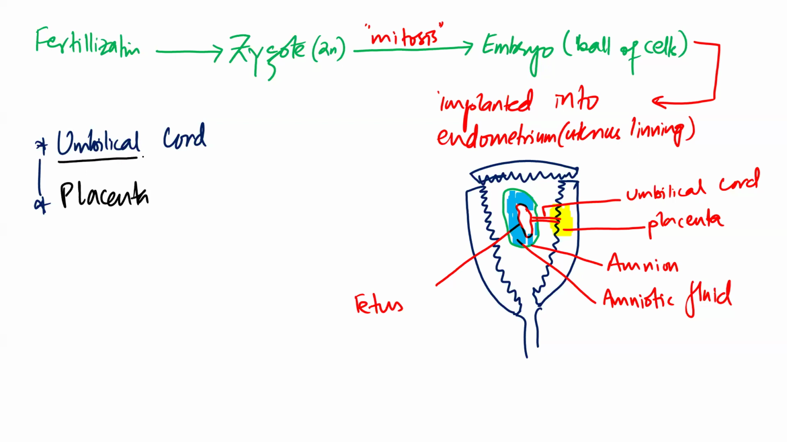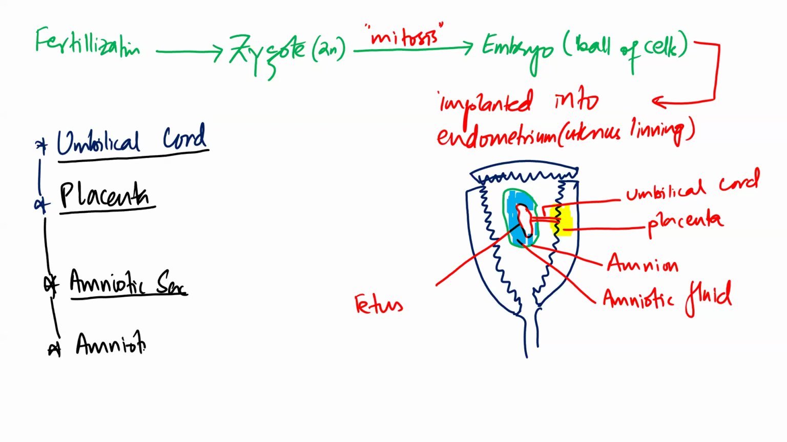Placenta is where food and nutrients are provided. This is where exchange occurs. And then is the amniotic sac, the amnion. So the amniotic sac produces amniotic fluid. And then is amniotic fluid, the one in blue in the diagram.